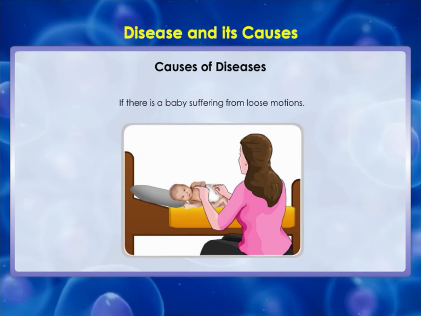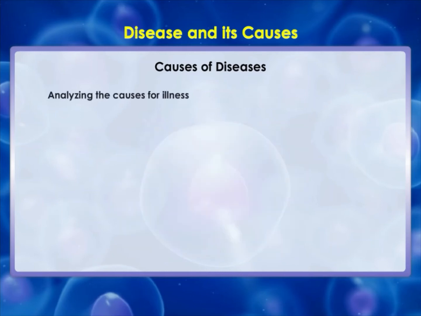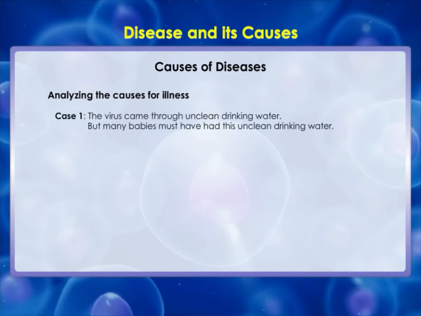When we think about causes of diseases, we must remember that there are many levels of such causes. Let us look at an example. If there is a baby suffering from loose motions, we can say that the cause of loose motions is an infection with a virus. So the immediate cause of the disease is a virus. Let's analyze where this virus came from. Suppose we find the virus came through unclean drinking water. But many babies must have had this unclean drinking water.